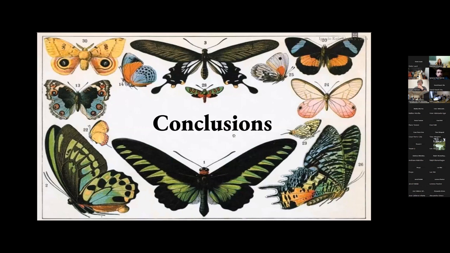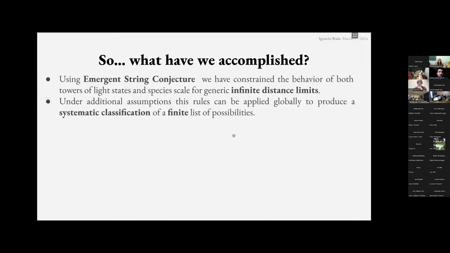So, to conclude, we have shown that the emergent string limit not only tells us about the different possibilities for the light towers that one might get on the species scale, but rather how they fit under some mild assumptions among each other. So it can tell us a lot about the global asymptotic picture of our moduli space.